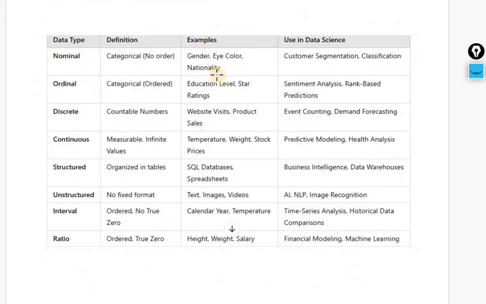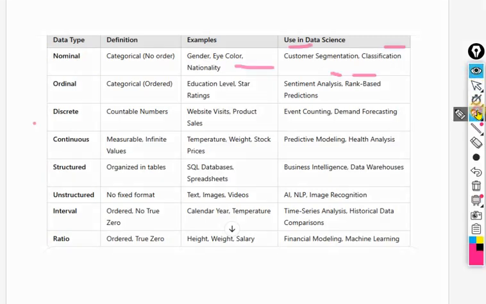On summarizing, I will quickly go through all of these things again. The main keywords to remember: if it is nominal, it should come to mind that it is categorical but there is no order. Ordinal means categorical where it has some order. Discrete means countable numbers. Continuous means infinite values; it can take any fractions or decimals.